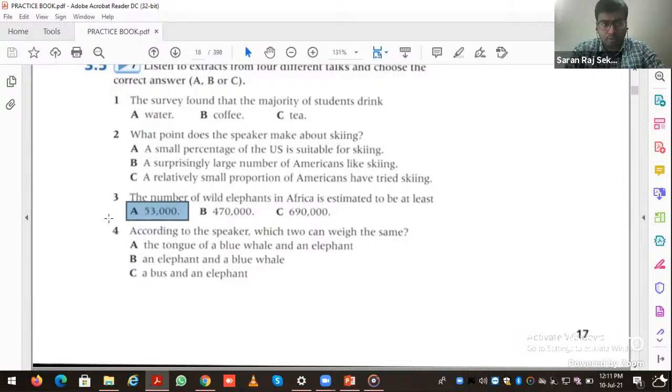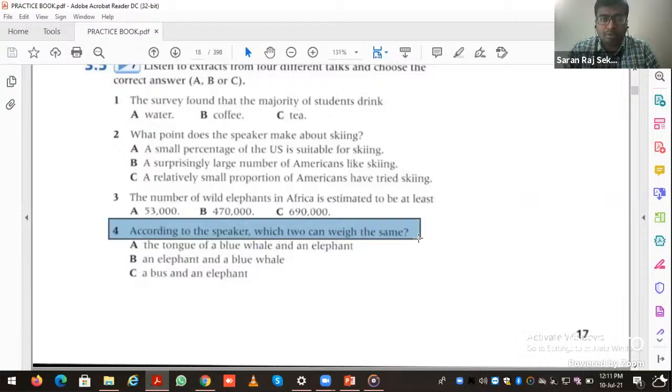So let us look at the fourth one. According to the speaker, which two can weigh the same? Okay. So here, which two can weigh the same? So he's going to say something, and we have to know weigh means the equal weight. So we have to know whether it is the tongue of a blue whale and an elephant, or an elephant and a blue whale, or a bus and an elephant. Okay. So let me play the fourth one.